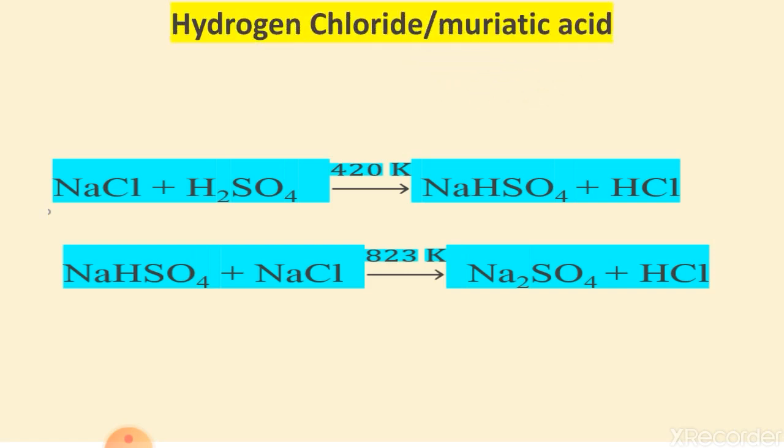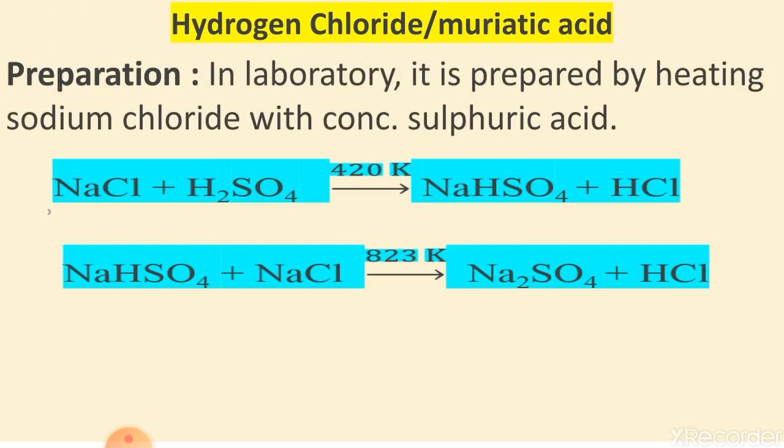HCl is also known as muriatic acid. Some points about the history of HCl you have to note down: Glauber prepared this acid in 1648 by heating common salt with concentrated sulfuric acid, and Davy in 1810 showed that it is a compound of hydrogen and chlorine.